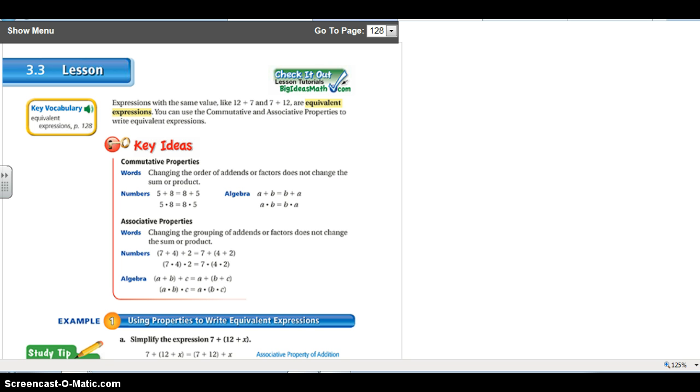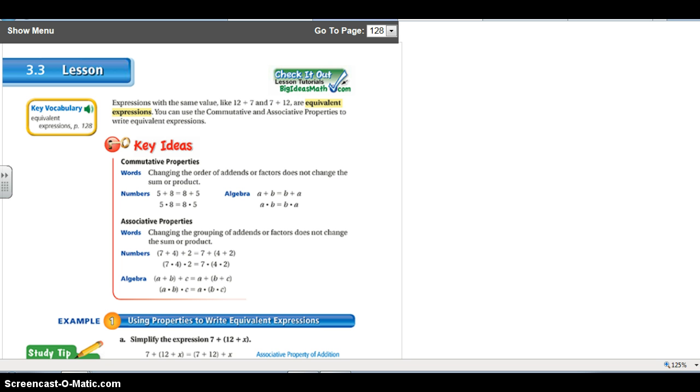So if you take a look on page 128 in your book, you have some new vocabulary to add, and the vocabulary would be equivalent expressions, expressions with the same value, like 12 plus 7 and 7 plus 12 are equivalent expressions. You can use the commutative and associative properties to write equivalent expressions. So let's take a look at what those are.